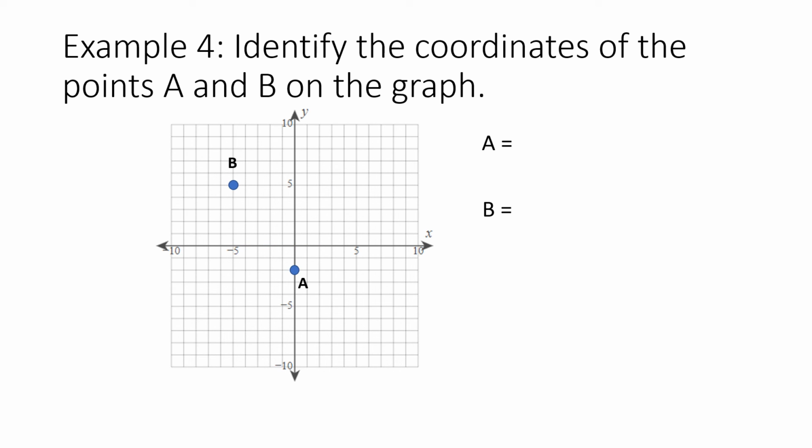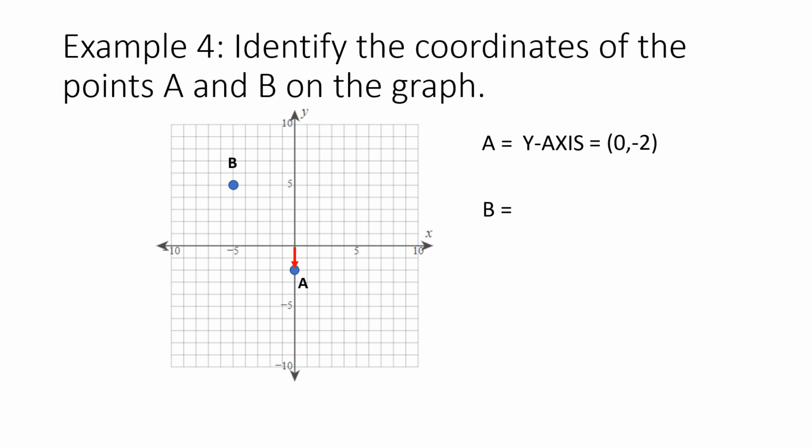So example 4, last example, let's see what the coordinates are going to be for points A and B. So I'm going to look at point A first. It actually lies on the y-axis, which means it's a y-intercept. And so to identify that point, I am just going to count how many I went down. Since I went down 2, my point's going to be (0, -2).